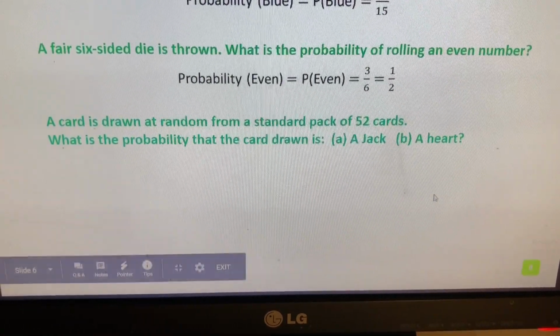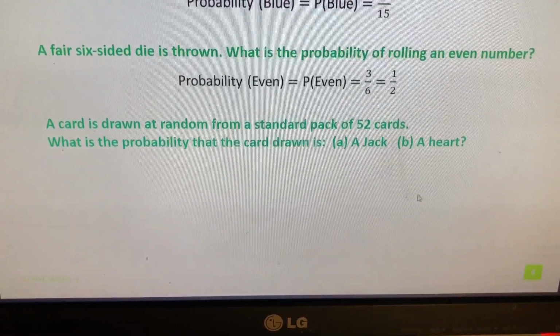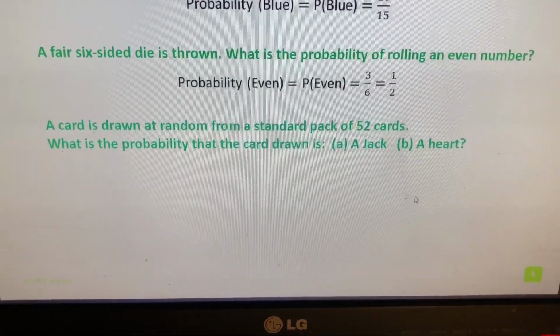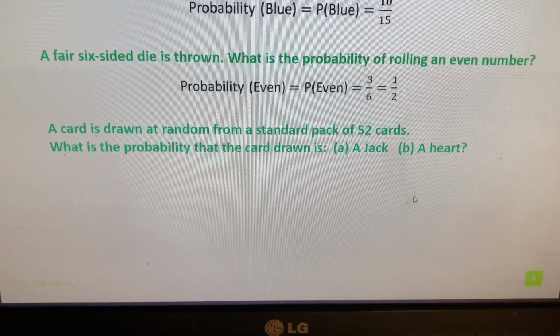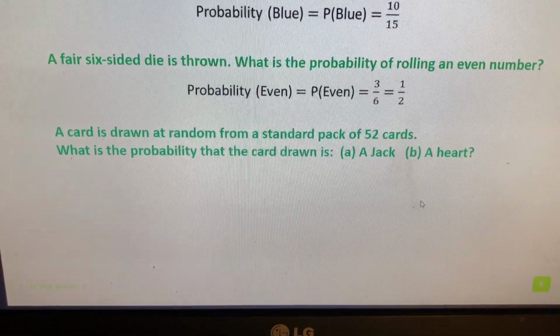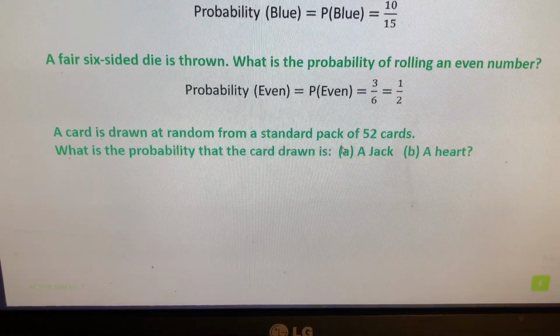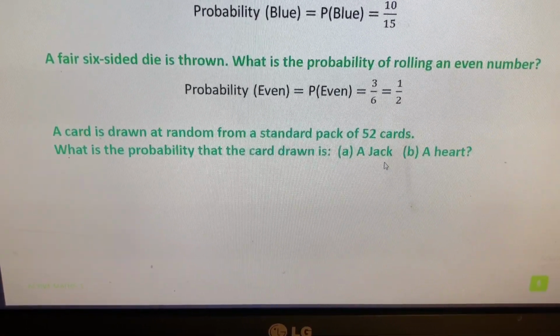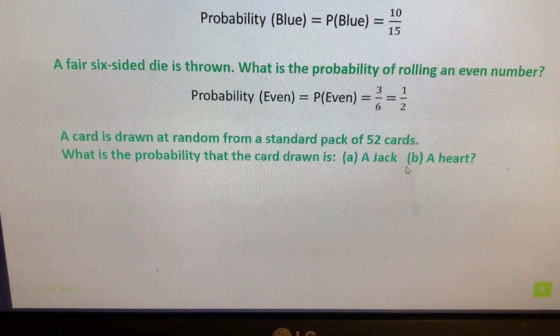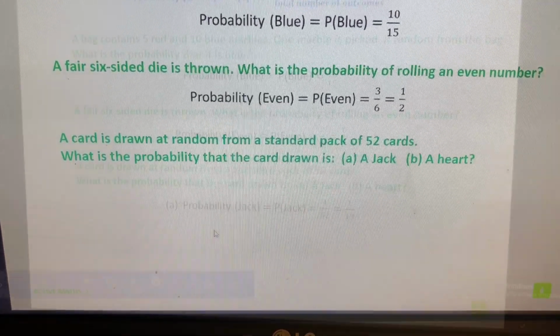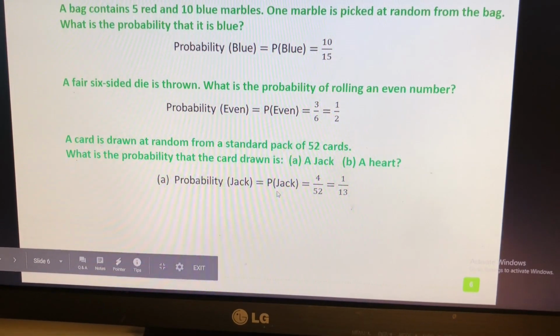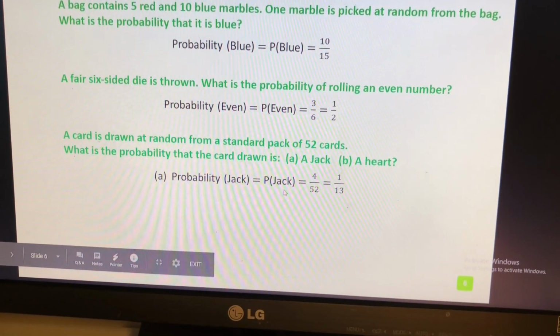A card is drawn at random from a standard pack of 52 cards. What is the probability that the card that we draw, so that we pick, is firstly a jack and then second a heart? So let's have a look at this. Okay, so the probability of getting a jack.